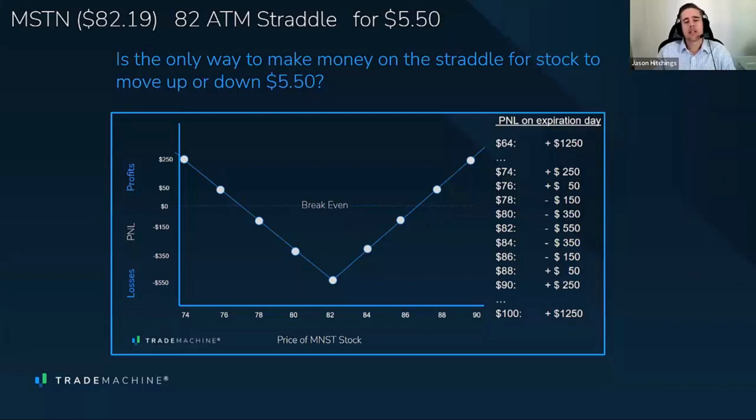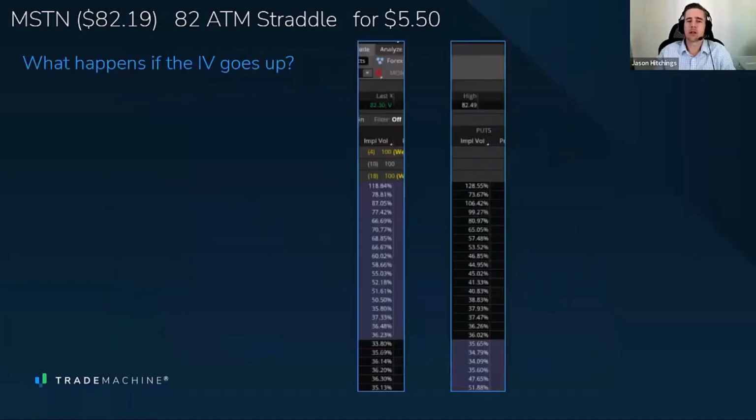Okay, so is that the only way to make money with the straddle? Is for the stock to move a lot in either direction? What happens if the implied volatility of the options goes up? Does having options with higher implied volatility make them more expensive or less expensive?